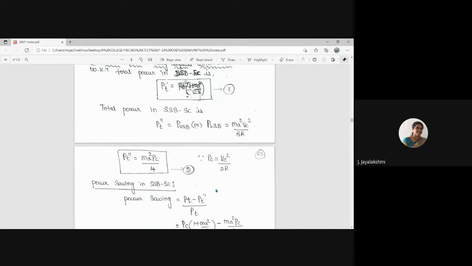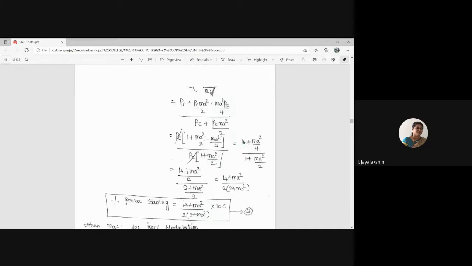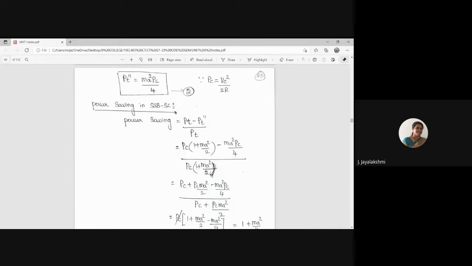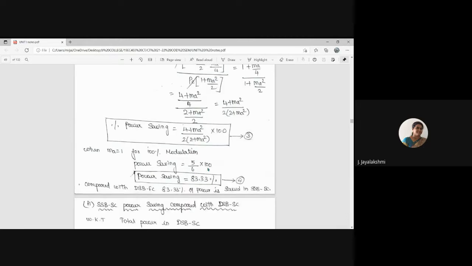So how much power is saved when you choose this single sideband suppressed carrier? If you take the total power minus the single sideband power, divided by total power, it gives you the amount of power saved, given by this expression. Of course, substitute MA equal to 1, which is the critical modulation. So it will be 5 by 6 into 100, which is 83.33%.